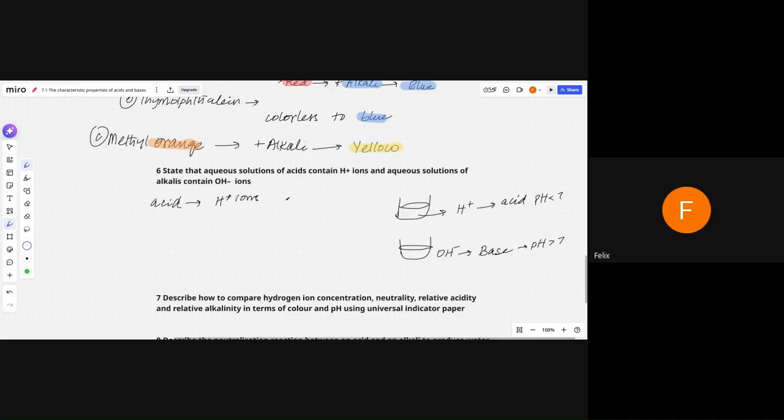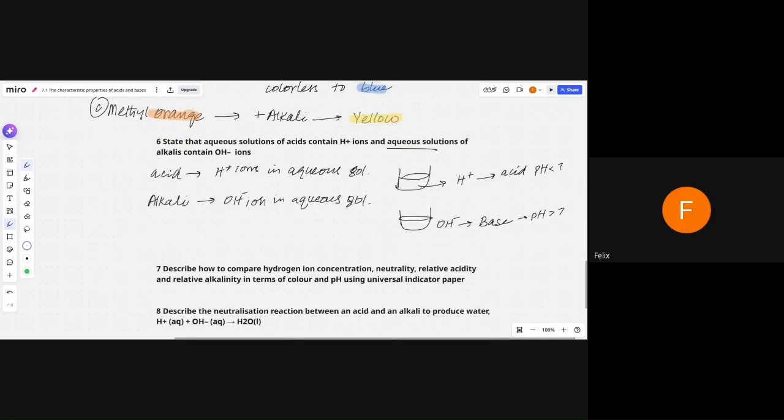In aqueous solutions, meaning solutions of water, right? So H plus ions in aqueous solutions, and base or alkalis. Remember, a base is not soluble in water, so an alkali releases OH negative ions when it is dissolved in water, and we call that an aqueous solution. So I hope this is clear.